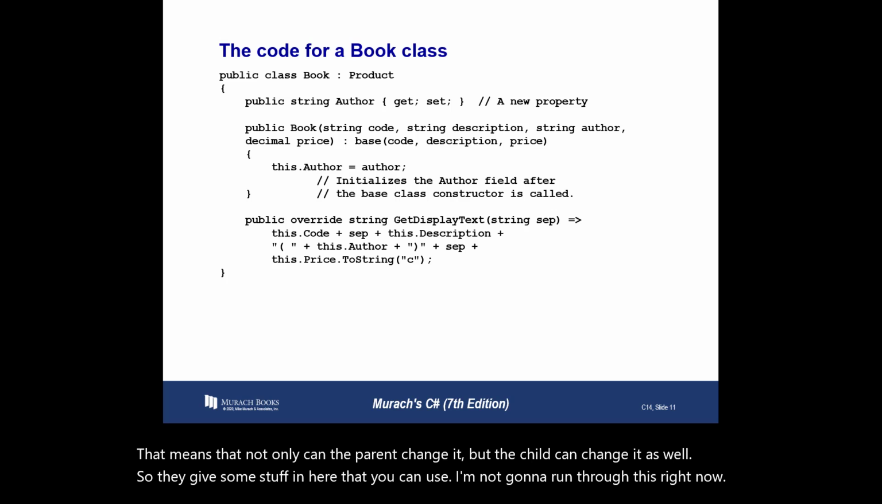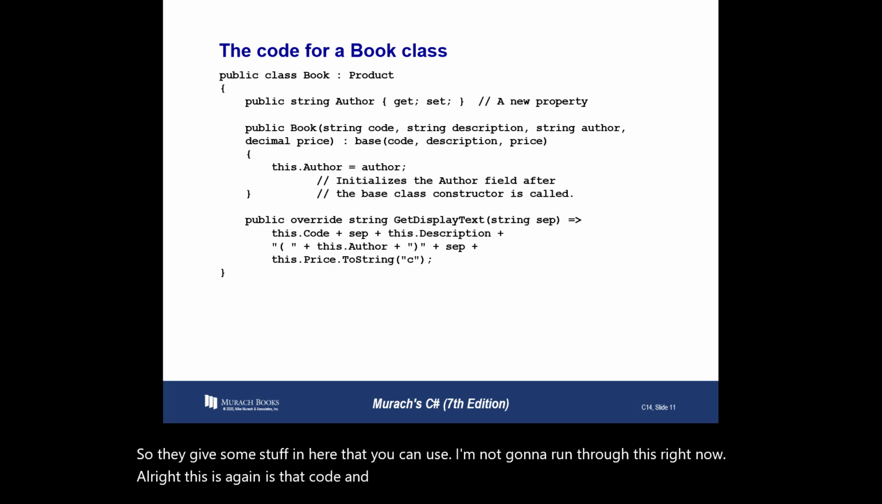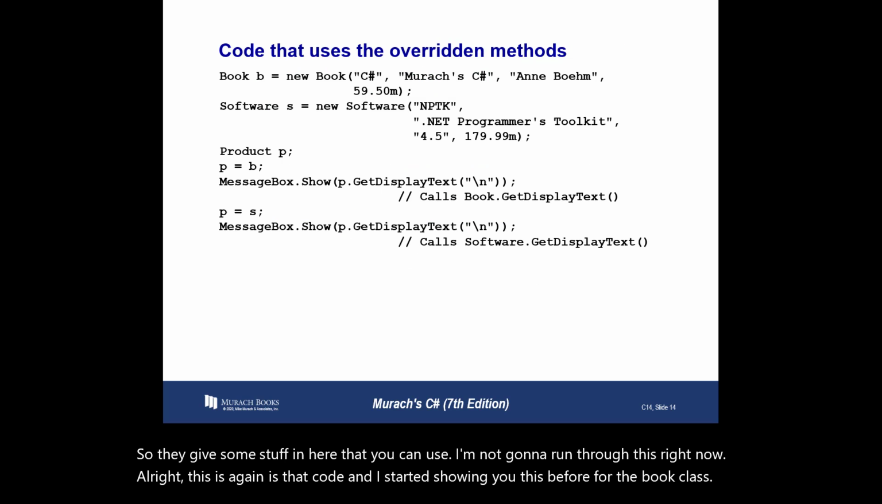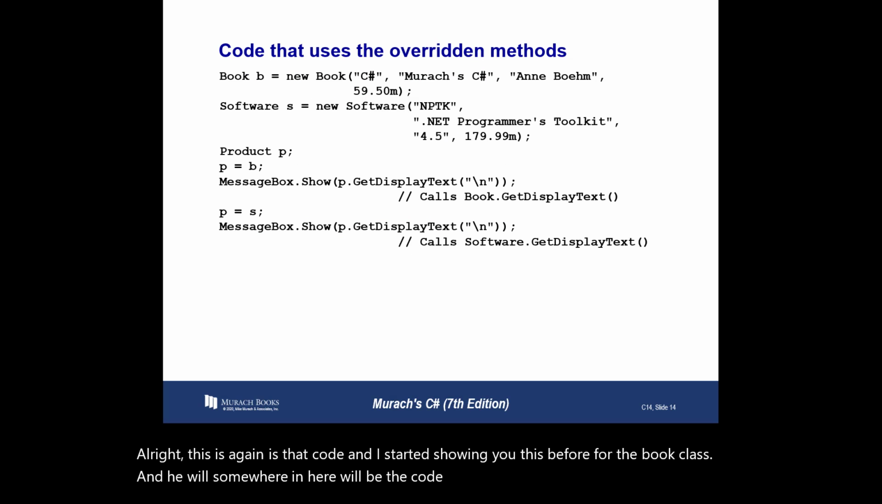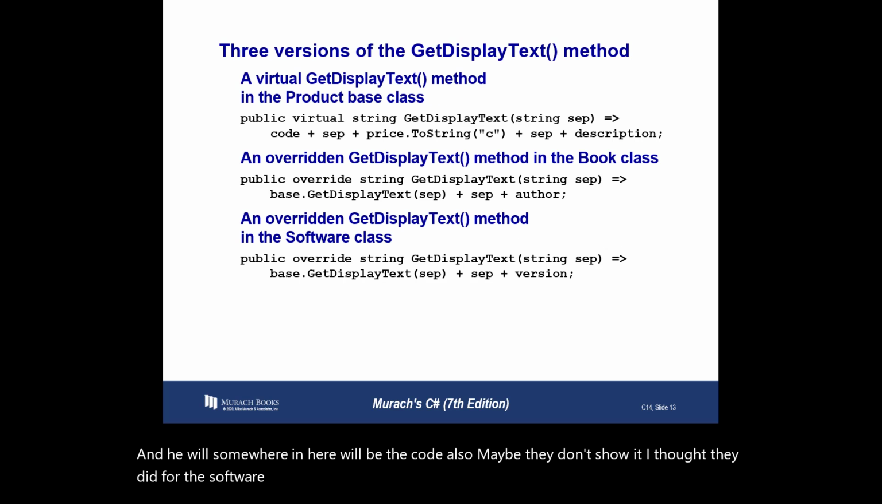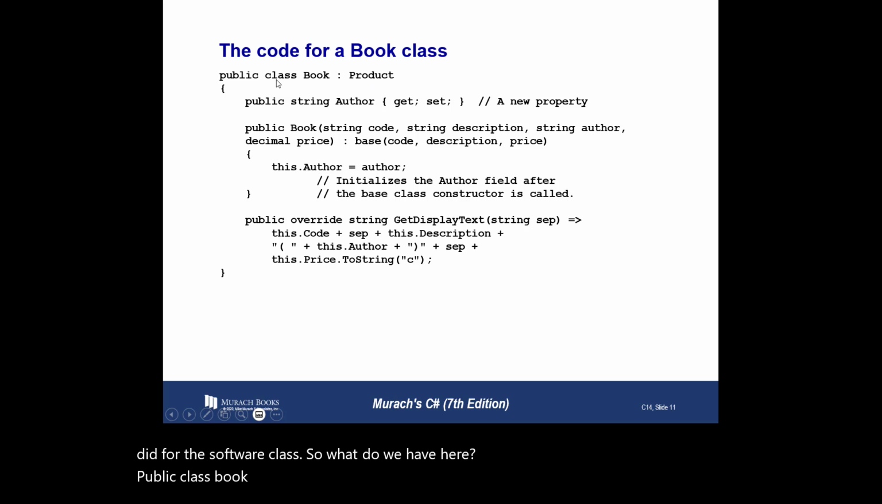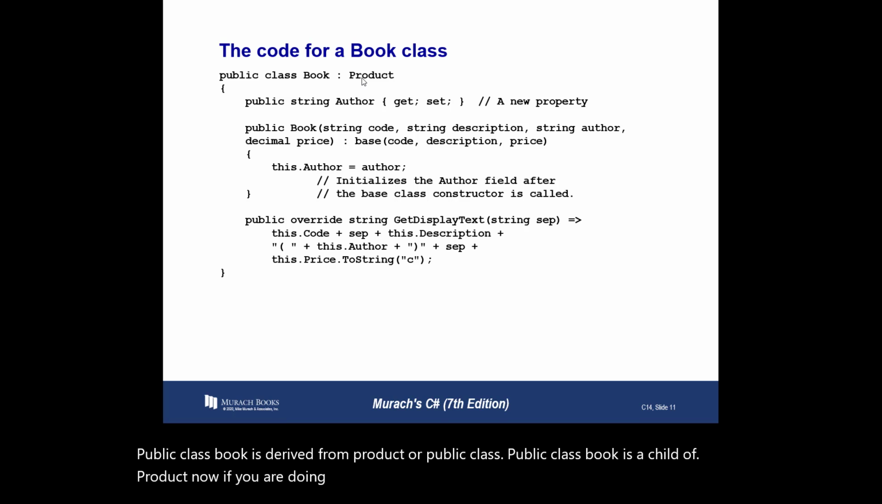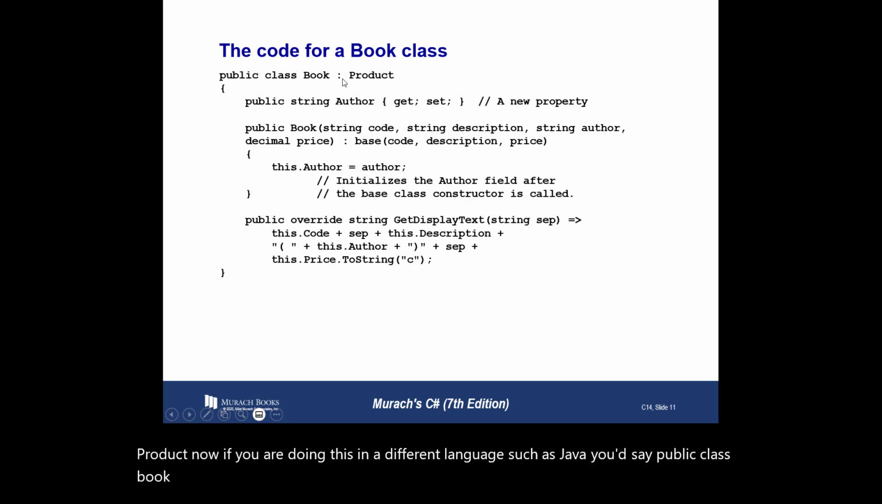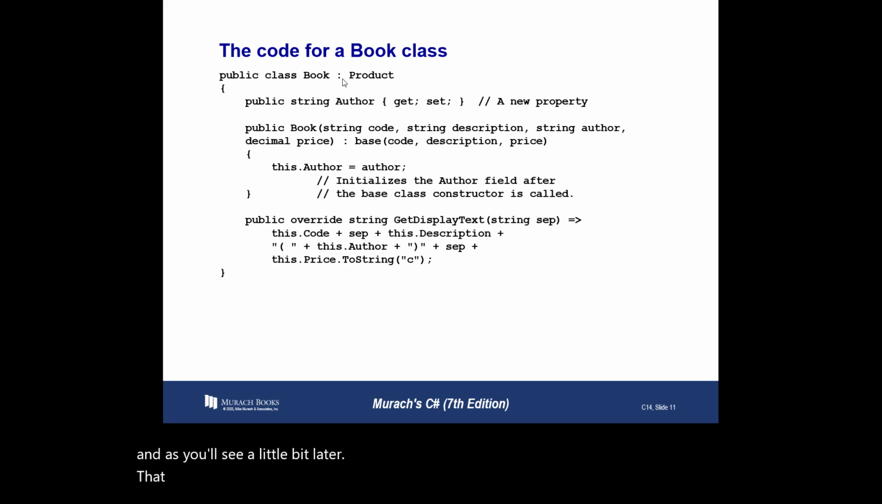This is, again, that code, and I started showing you this before for the book class. And somewhere in here will be the code also. Maybe they don't show it. I thought they did for the software class. So what do we have here? Public class book is derived from product, or public class book is a child of product. Now, if you were doing this in a different language, such as Java, you'd say public class book extends product. But here we use the colon. You will use the colon both for a child class, and as you'll see a little bit later, you also use the colon for the interface.